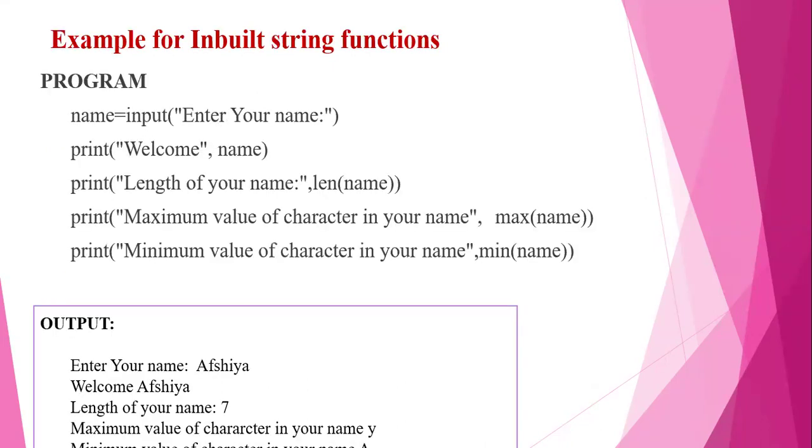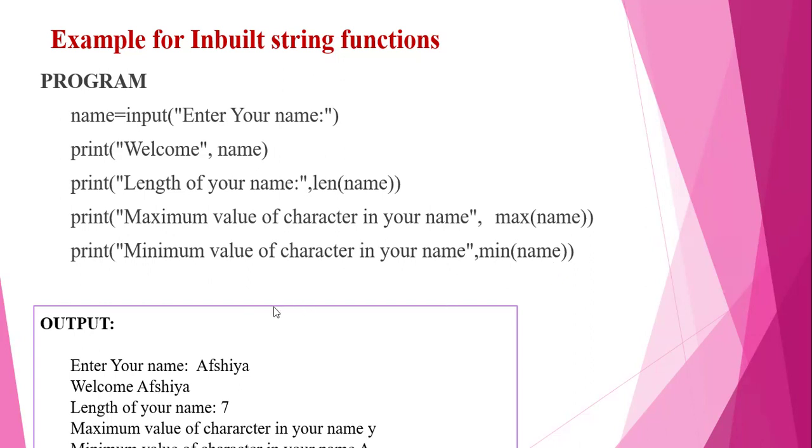Example, here we are taking a program. Here we are taking name equals to input of enter username. We are asking the user to enter the name, and then we are printing welcome and name. Length of the character, here we are using the len function, len of name. Maximum function, max of name, and minimum function is min of name.